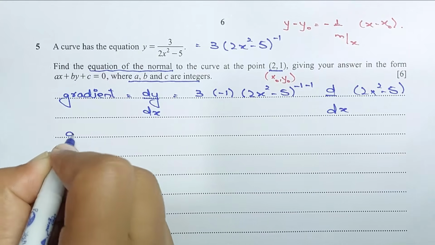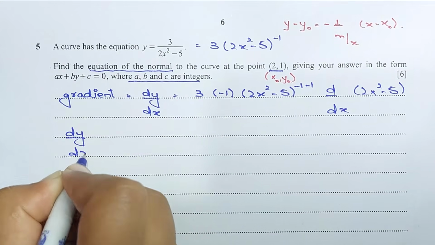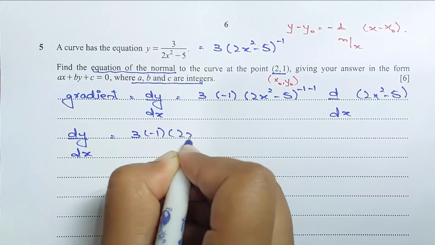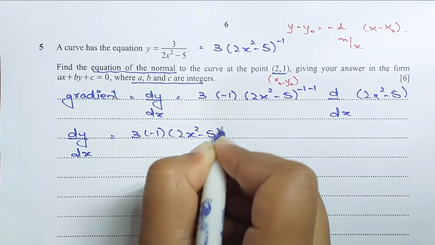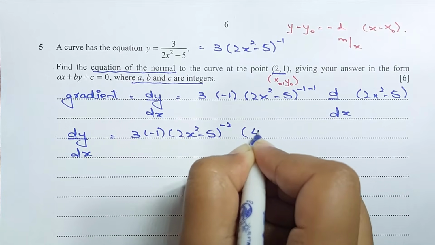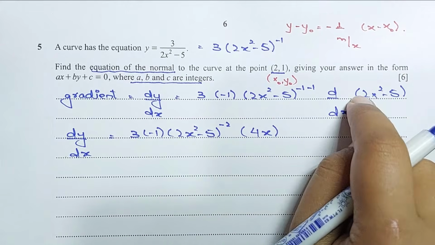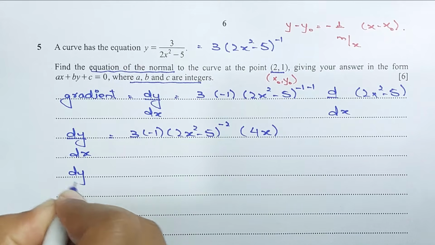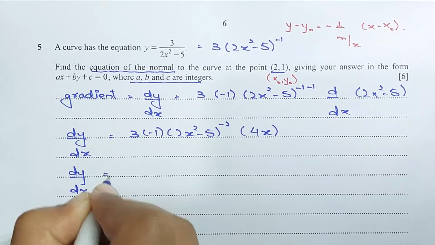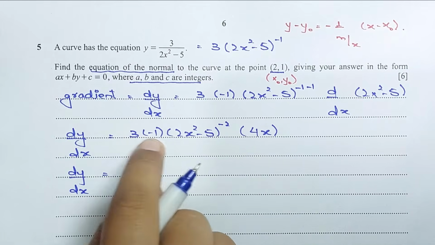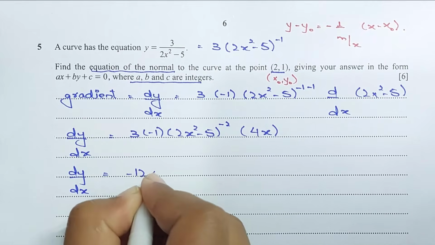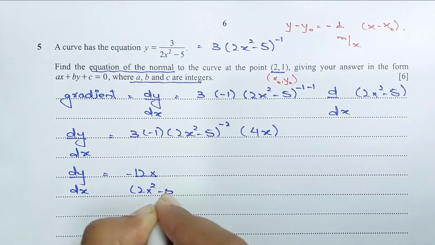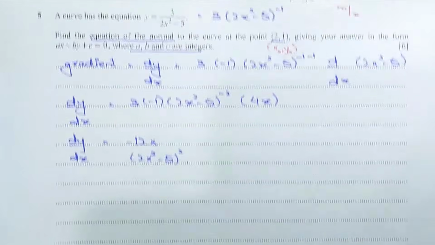Okay, in the next step, what is dy over dx? This is going to be 3 times negative 1. We have 2x square minus 5, its power is negative 2, and its derivative is 4x. 2 times 2 would be 4, and just x, 4x, right? Now dy over dx, this is 4 times 3 is 12, and negative 12x over 2x square minus 5, whole square. That is the derivative.